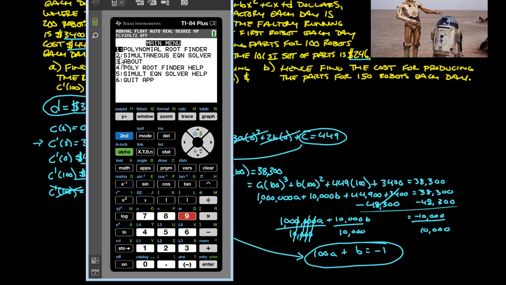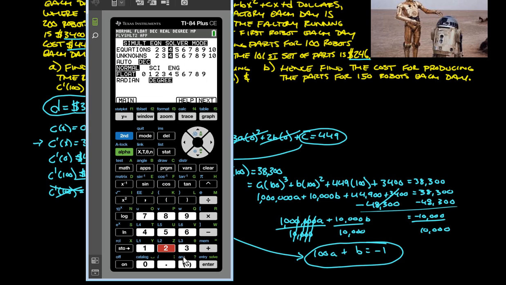Now we want to find the simultaneous equation solver. So we're going to want 2 here. And now we have two equations with two unknowns. Enter just the A's and the B's, because we already figured out what C and D have to equal. And then we're just going to simply do next.